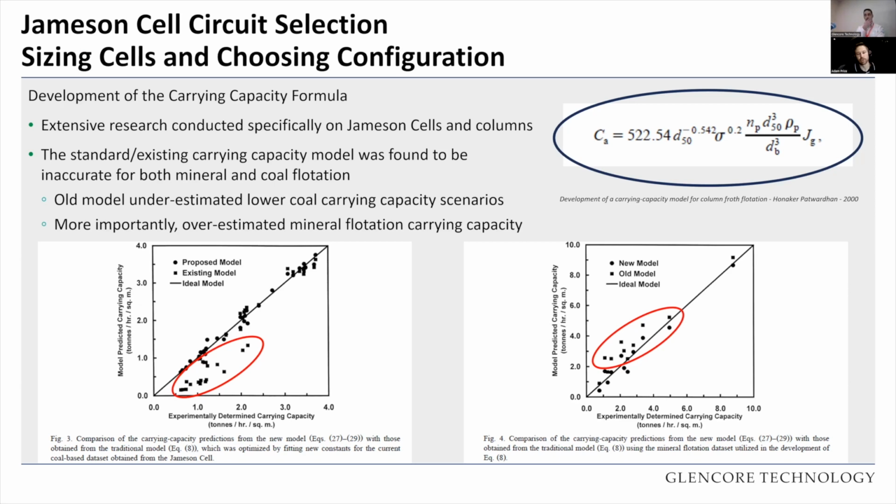So the equation in the top right corner was developed to replace the old model and is what we use today. It looks very complicated, but essentially all those numbers are based on the same variables we were talking about in the previous slide, which are things like your particle size, your particle distribution, your superficial gas velocities, and your bubble diameters.